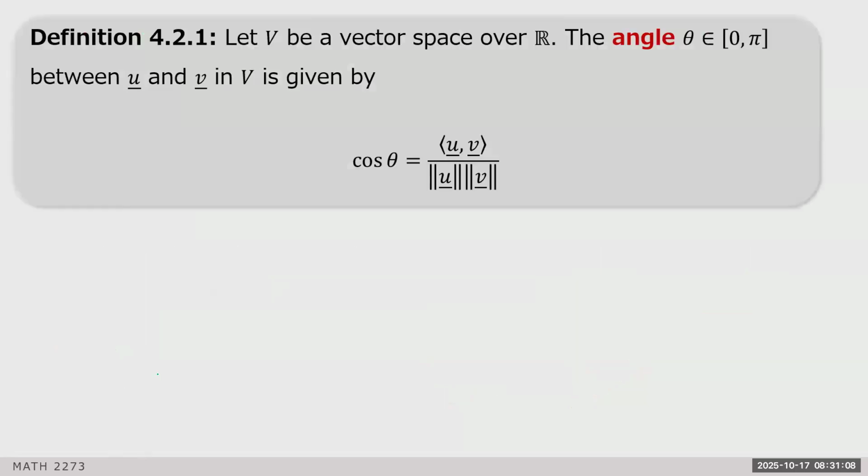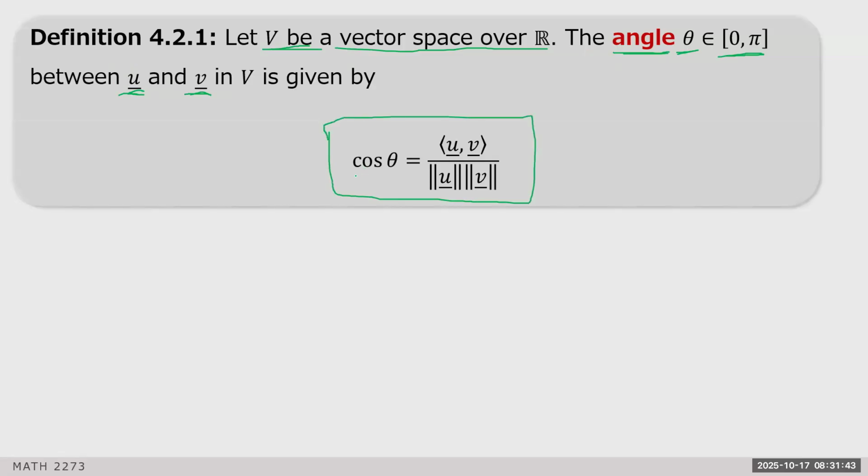So first we need to figure out how to measure this sort of angle that I'm talking about. Okay, so we're going to define what this angle is going to be. So again, as usual, V is a vector space over the real numbers. I'm going to define the angle, let's call it theta, and it will be a number between 0 and pi, right? So the angle between any two vectors, u and v, it doesn't matter what your vectors look like. I'm going to define it to be this equation.